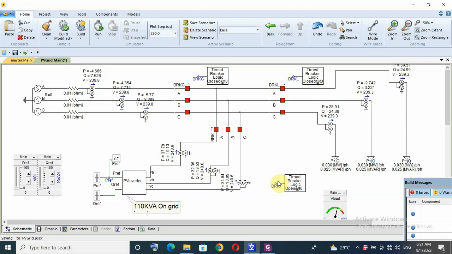PV on-grid inverter simulation by PSCAD.